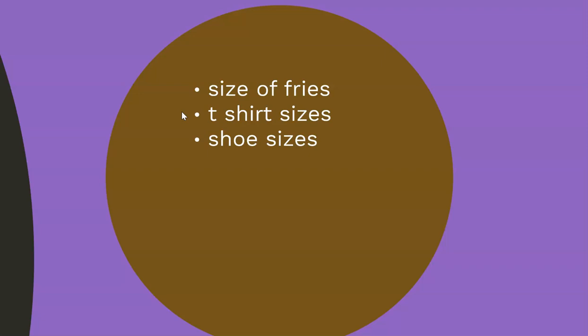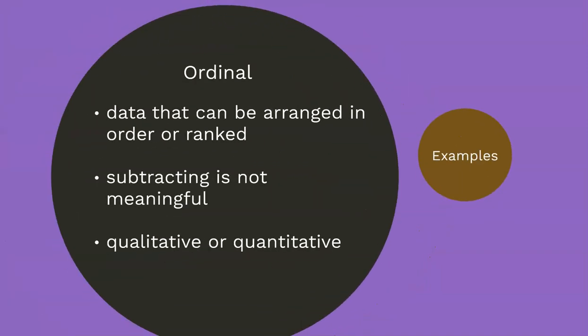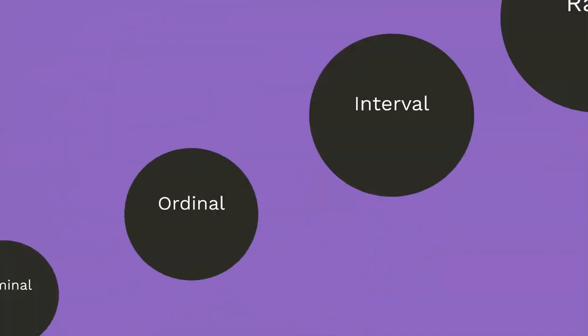Shoe sizes is also ordinal data. If I wear a size 9 and you tell me that you wear a size 7, we can rank that. We can determine whose foot is bigger, but it doesn't really have any meaning for us to subtract our shoe sizes. That is the second level of data, ordinal.